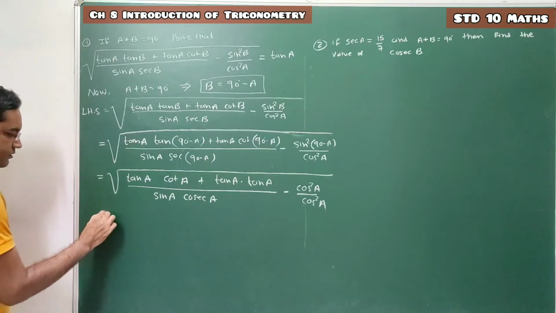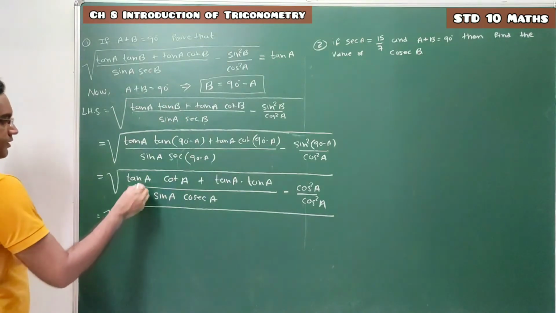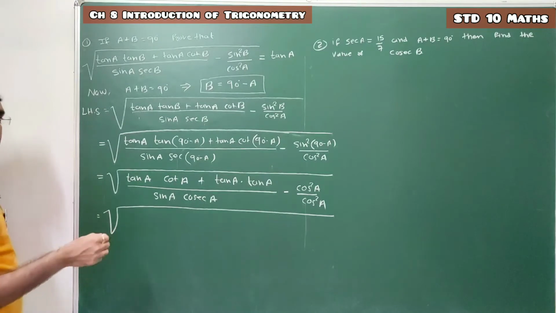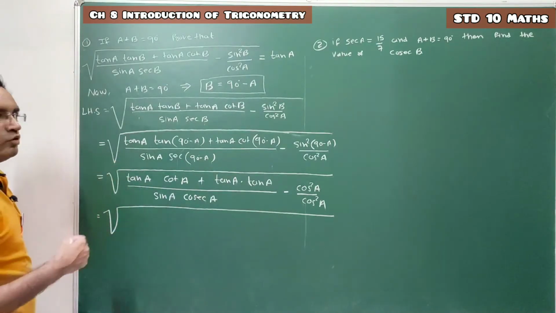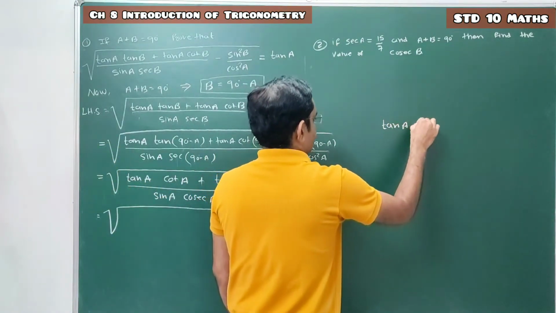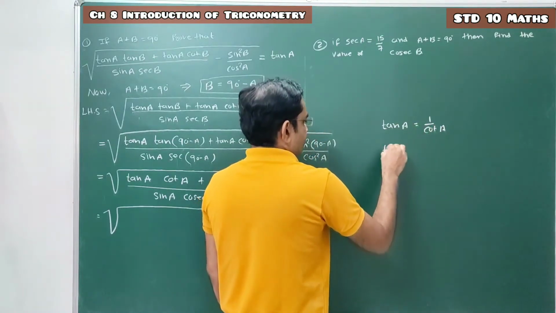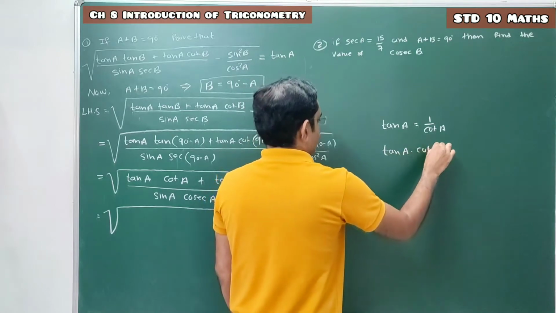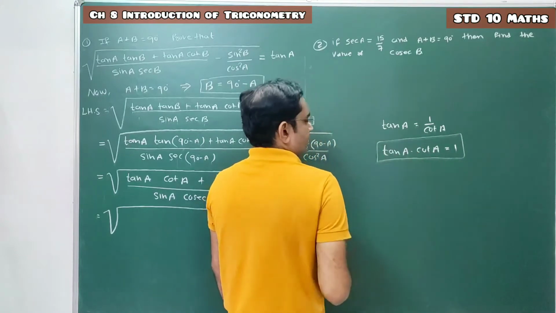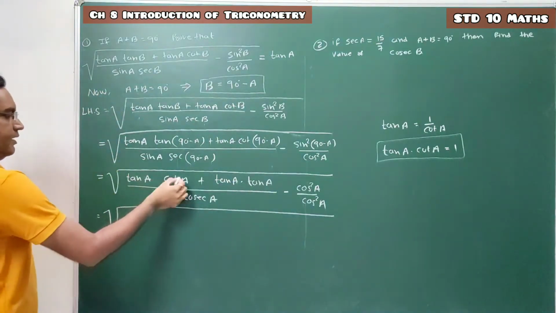Now simplification. Here it's tan a into cot a. We know that tan a and cot a are complement of each other, as well as reciprocal of each other. Reciprocal of tan a is cot a, so tan a equal to 1 upon cot a. Now cross multiply it, so we can say that tan a multiplied by cot a equal to 1. So multiplication of two reciprocals equal to 1. So here we can replace this tan A and cot A with 1.